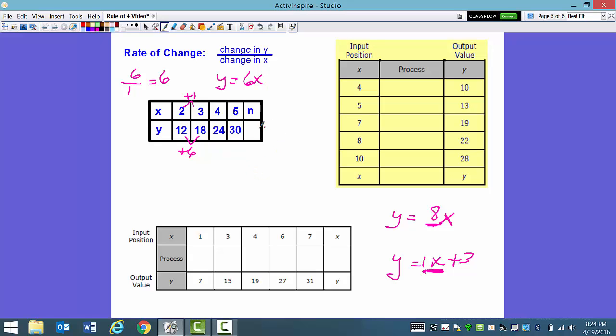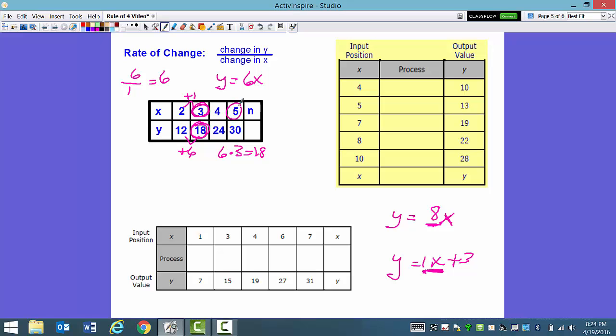But I don't know if this is multiplicative or if it's an additive relationship, so I need to plug in some numbers to see. So I'm going to use a 3. If I use a 3 for x and I plug it in, 6 times 3 is going to give me 18. Is that what I want y to equal? Yes. But I don't stop there.